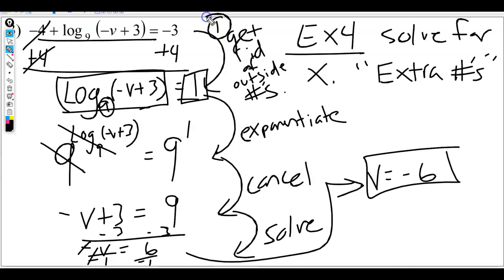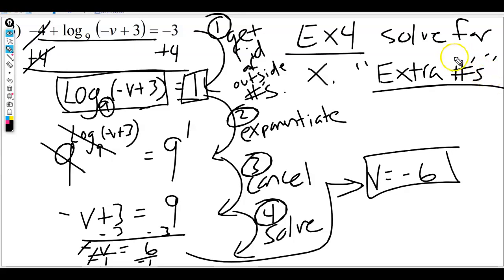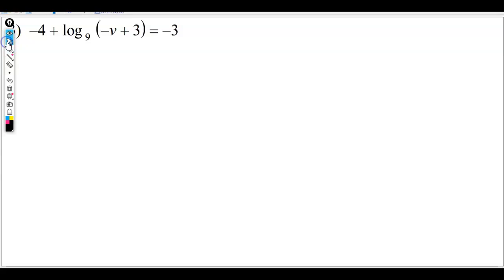Steps are: get rid of the outside numbers first. Step 2, exponentiate. Step 3, cancel. Step 4, solve. Okay? That's how you solve for logarithmic expressions with extra numbers. Let's do another example like that real quick. All right, go ahead and call this a guided practice.